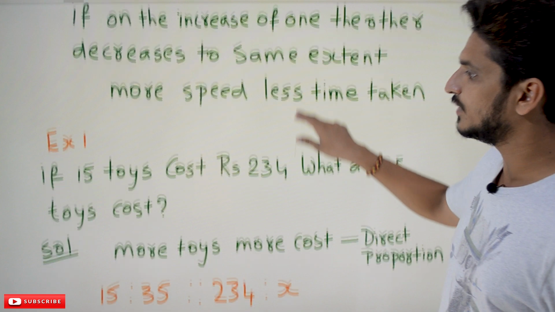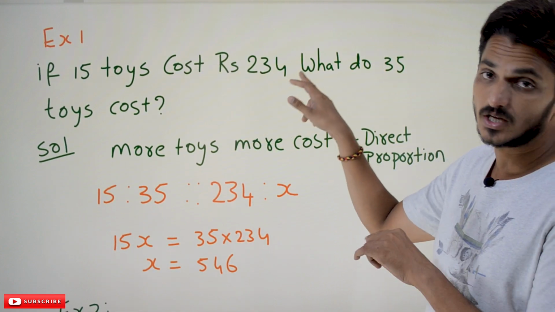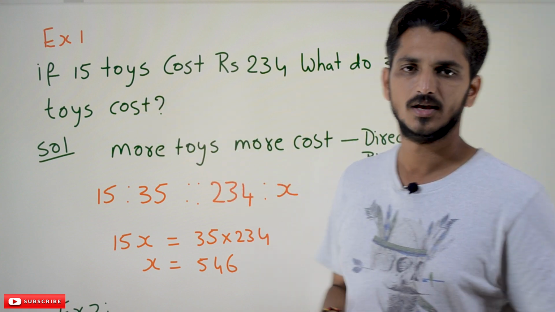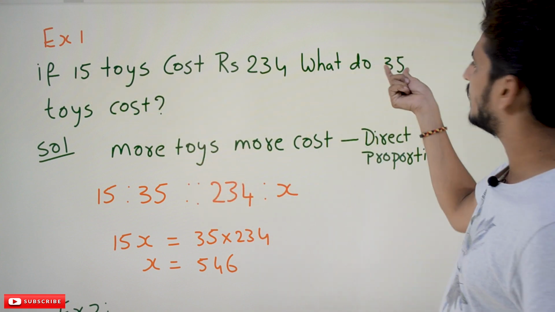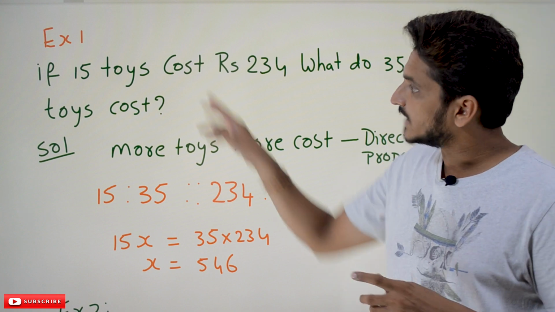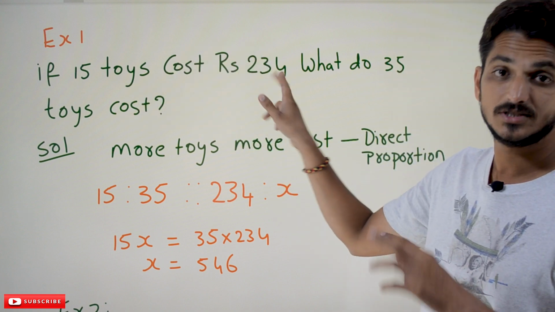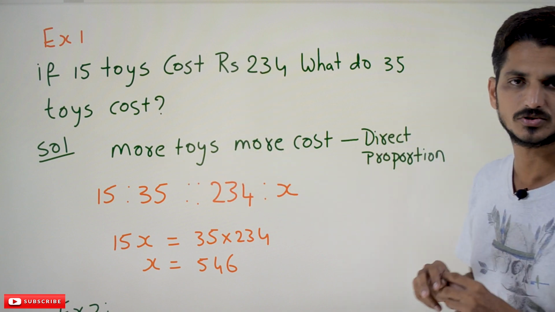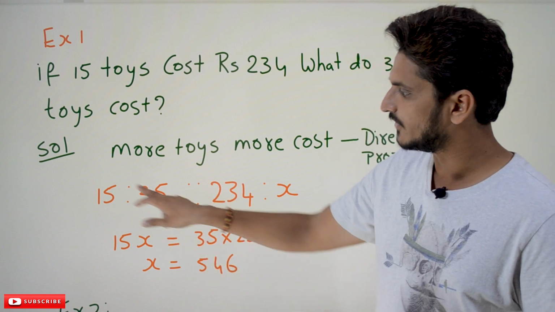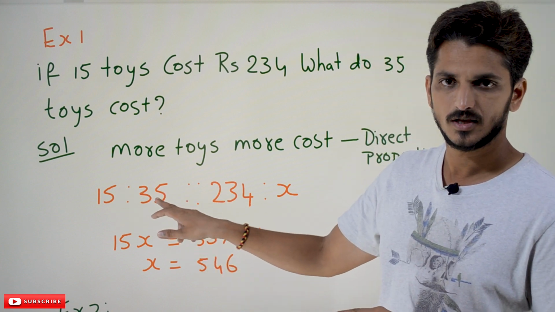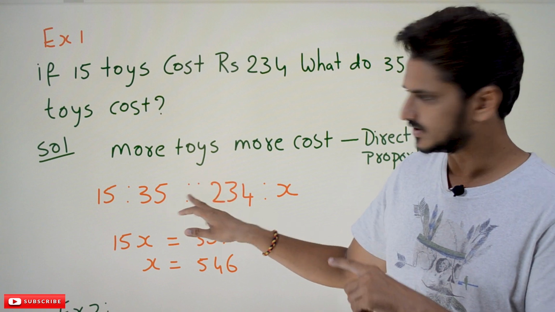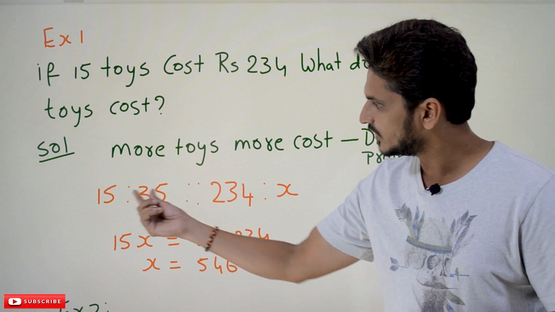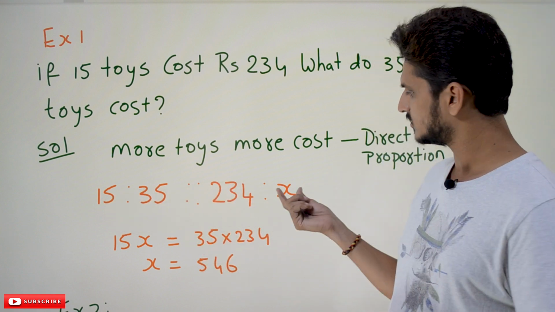Now coming to the example: if 15 toys cost rupees 234, what do 35 toys cost? So 15 toys, 35 toys. As toys increase, cost increases, meaning this is directly proportional. More toys, more cost, directly proportional. So 15 is to 35, 15 toys, 35 toys. This is proportional. Proportional means this ratio is equal to 234 is to x. So 15 toys cost 234. 35 toys cost how much?